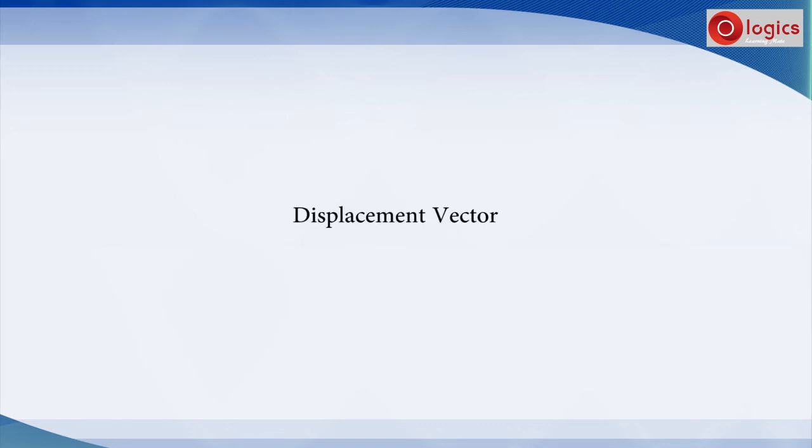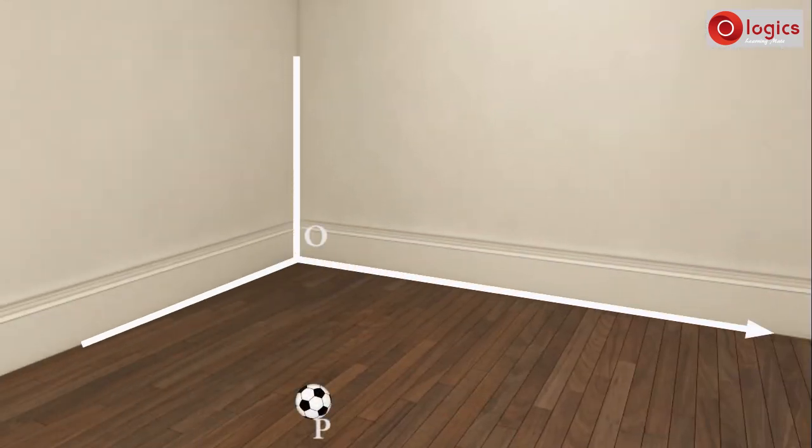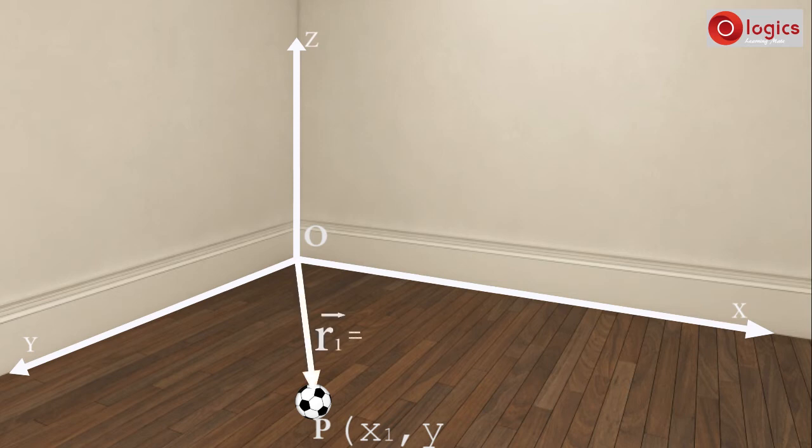Let us understand what is displacement vector. Let us say this is the initial position of the ball, P. Coordinates of point P is P of x1, y1, z1. Let us say this position vector is r1 bar, which is equal to x1 i bar plus y1 j bar plus z1 k bar.